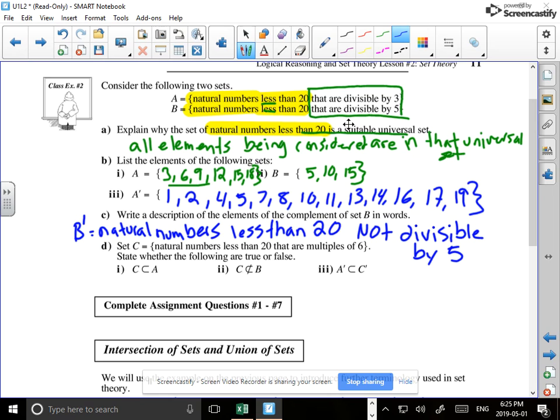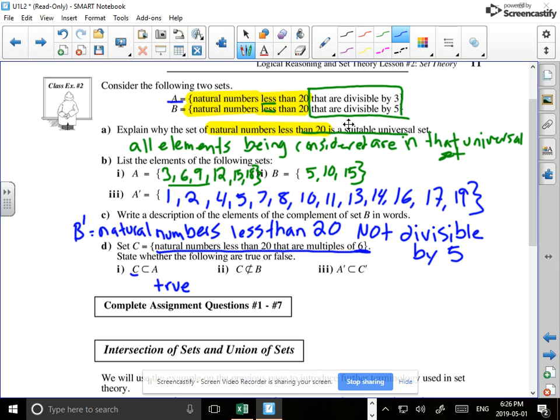Now it's saying C is our natural numbers less than 20 that are multiples of 6. State whether the following are true or false. So C is a subset of A. It's saying that A is like the daddy, and A holds everything in C inside of it. C has multiples of 6, and we know that every single multiple of 6 has to be divisible by 3. So this one has to be true.